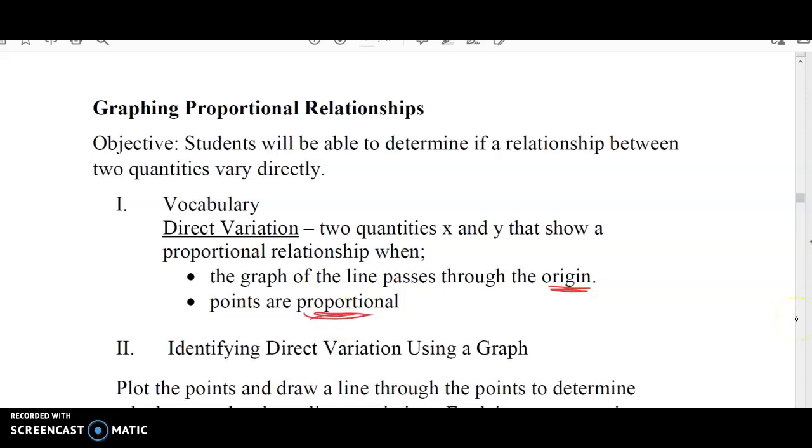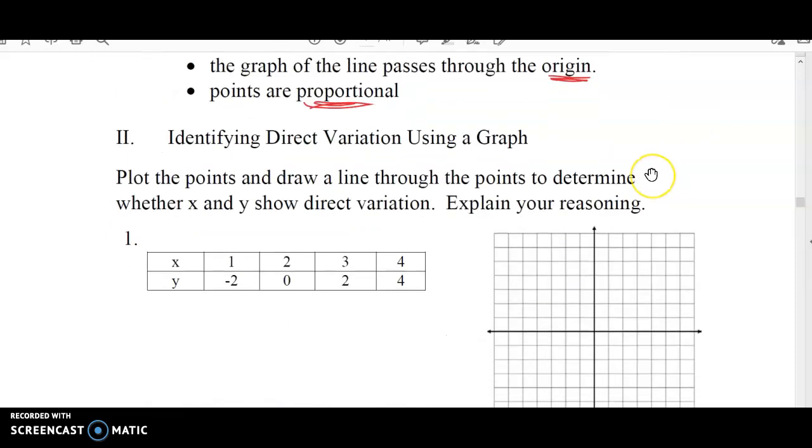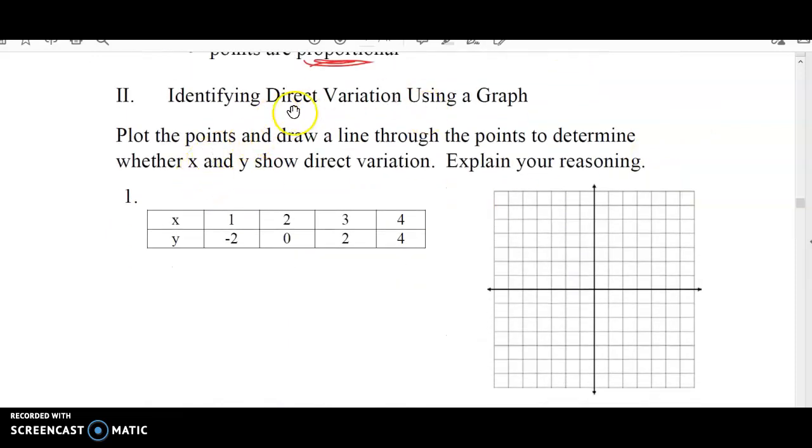When I look at direct variation, I look at it as x and y directly affecting one another. It's like if I times x by 3, it's going to equal y. If I divide x by 4, it's going to equal y. Right away. It's not saying I'm going to take x times 2 and then plus 6 to get y. So direct variation is when these two things are proportional to one another and it's going to pass through your origin. If you want to identify it using a graph, plot your points, draw your line to determine whether they show direct variation, and then explain.